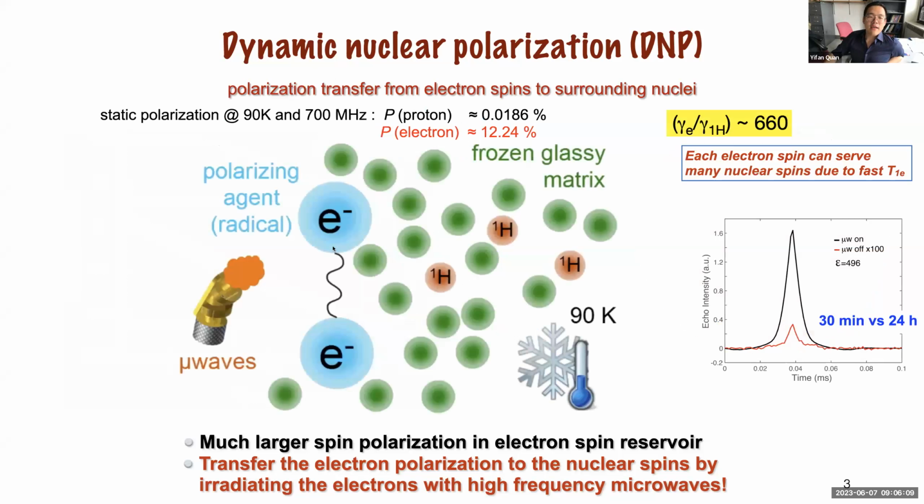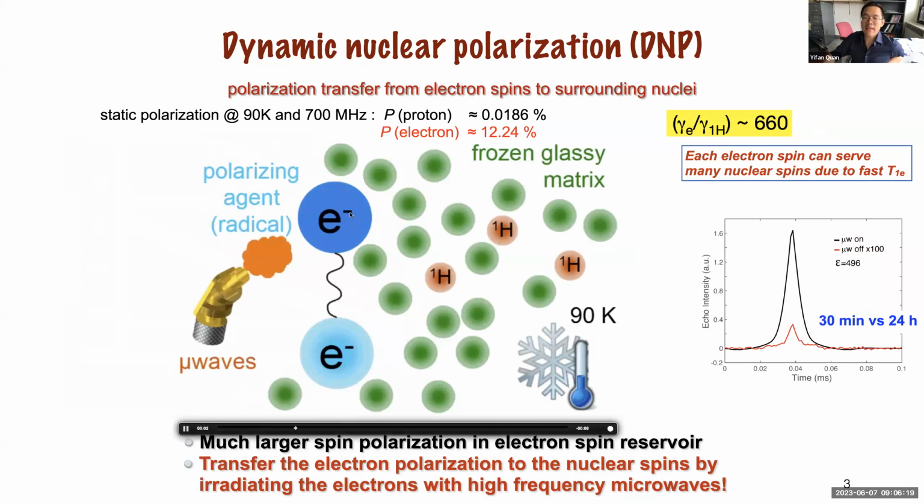So what we do is we introduce some polarizing agent into the system, for example radicals, some free electrons. Then you want to manipulate the electron spin, so you need to talk to the electron spin. You use microwaves to irradiate the electron spins, mediated typically by the hyperfine coupling. The electron polarization can be transferred to the surrounding nuclear spins, and then this polarization can be distributed to the whole bulk via the spin diffusion process.